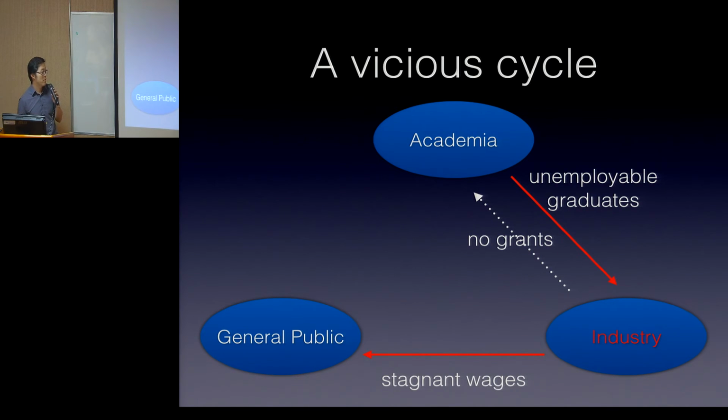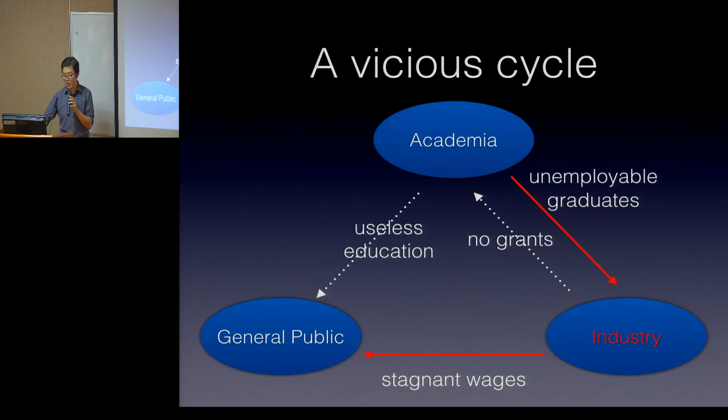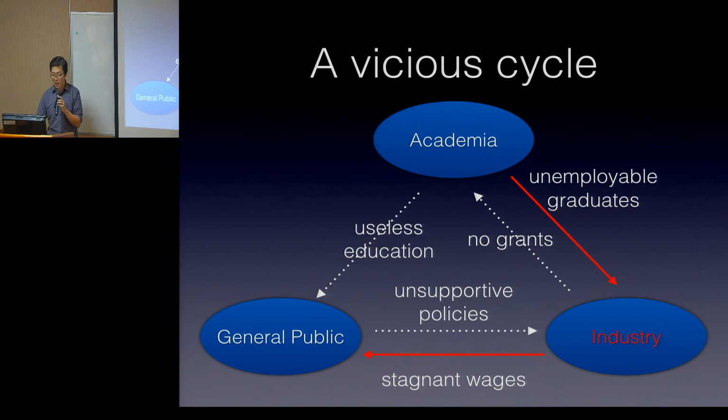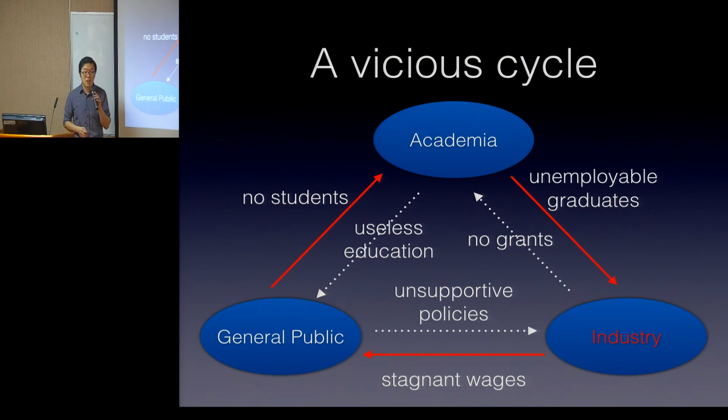So unemployable graduates, and because the industry itself fails to reinvent itself, it provides stagnant wages to the public, and the academia would be viewed as providing useless education. So I'm greatly saddened by the 大学无用论 nowadays going on in Taiwan. And in return, the general public would not provide supportive policies, and they are less likely to go to college right after they finish high school, which is happening in Taiwan right now.